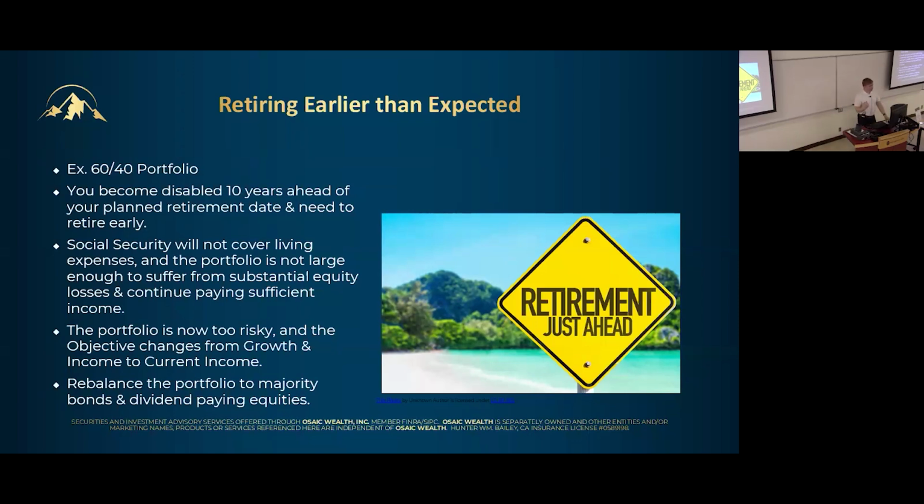and our objective may change from growth in income down to current income, because it's really important that we satisfy the current income need today and don't take on too much risk to risk the loss of that income, because if you've got living expenses, you've got to pay the living expenses. No ifs, ands, or buts about it. So it's important to rebalance the portfolio down to majority bonds and dividend paying equities to make sure that we have a little bit more of a stable income stream for that.